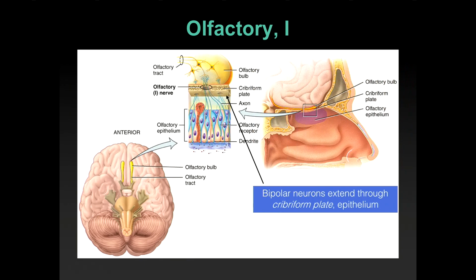Olfactory information. Now we talked about this a couple times. There's inputs from here. This smell information goes to the habenular nuclei in the epithalamus, and also to the limbic system, which is why smells convey or relate so much to emotion and memory.